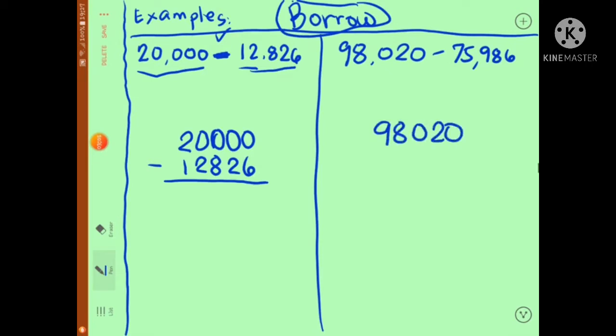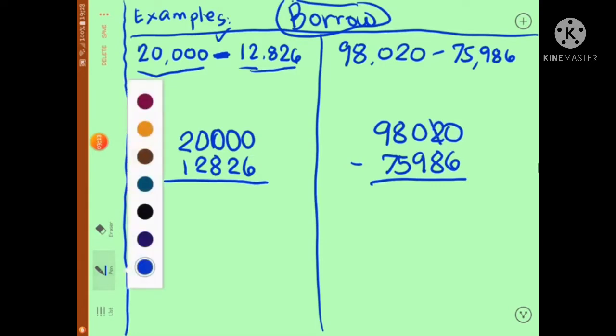98,020 minus 75,986. This is what I'm telling you. 0 minus 6 is cannot. Correct? So I will borrow from here, and then 2 will become 1. How? We will just deduct 1. What is 2 minus 1? We have 1. And what will happen to the 0?